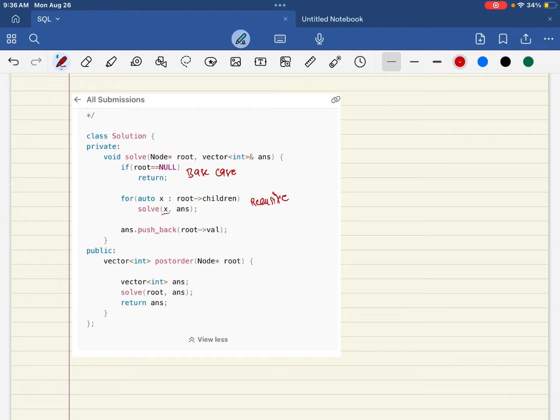After processing all the children nodes, we push back the root value in the answer. So this is the postorder: after processing the children, we give the answer back. So this is the postorder traversal, and you can submit it, and this is how this code will work.